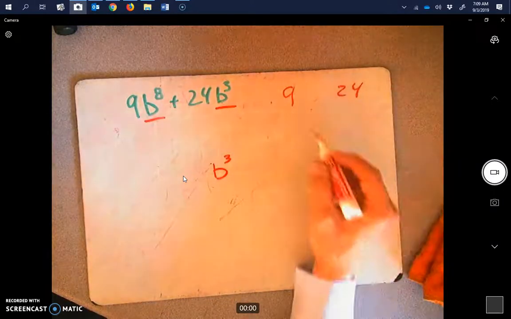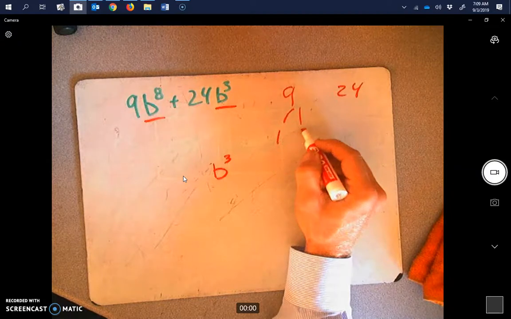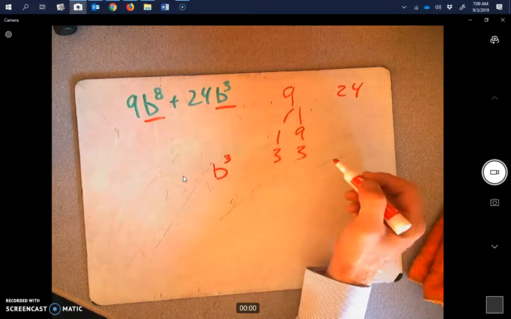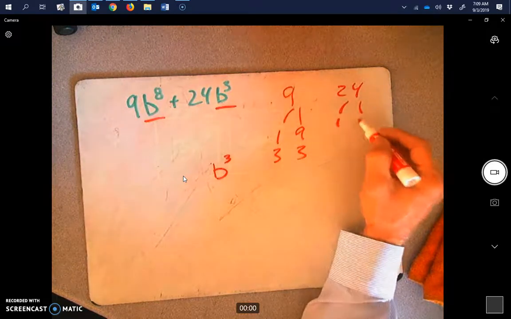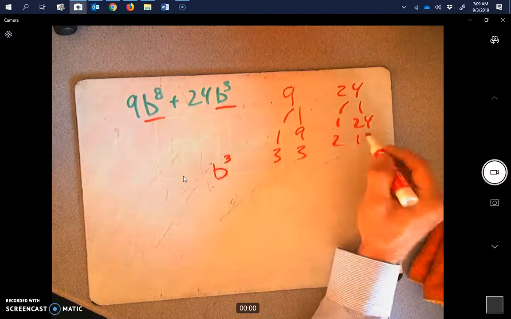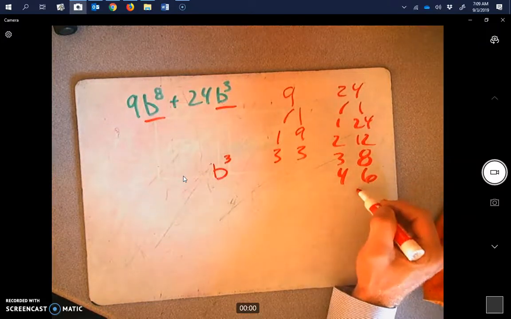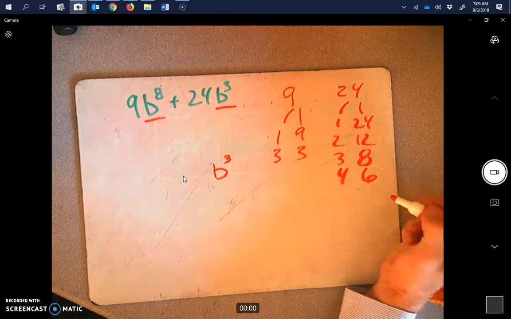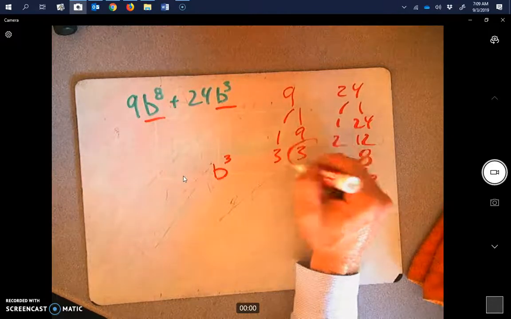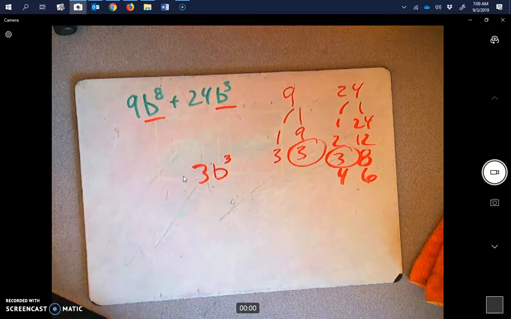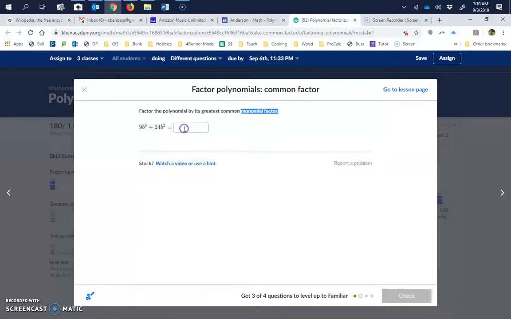All right, so we can pull out 1 and 9. 2 does not, 3 times 3. We've gone all the way around. Here we get 1, 24, 2 and 12, 3 and 8, 4 and 6, 5 does not, and we've gone all the way around now. So our highest number is 3. 3b cubed.